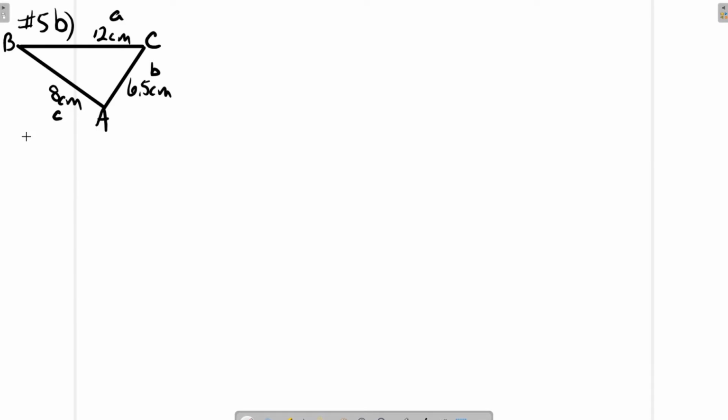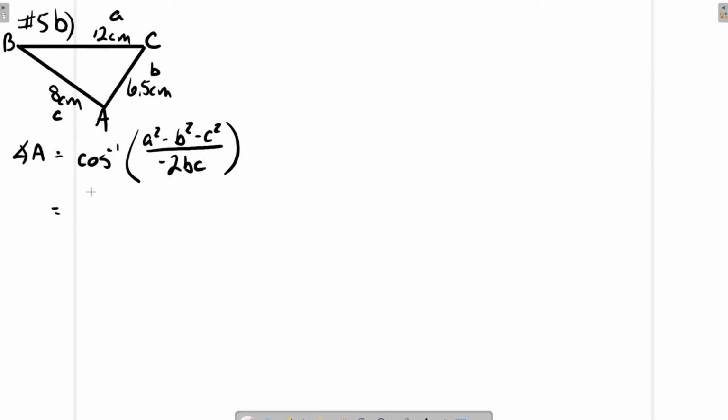So I'm going to go ahead and calculate. Start here with angle A equal to the arc cos of A squared minus B squared minus C squared divided by negative 2BC. Substitute in the values. Arc cos of 12 squared minus 6.5 squared minus 8 squared divided by negative 2 times 6.5 times 8.